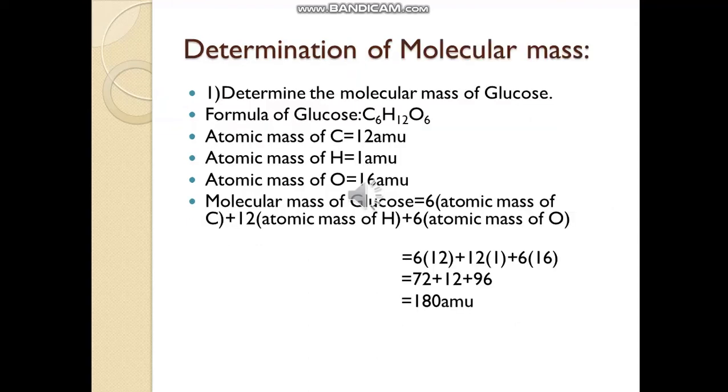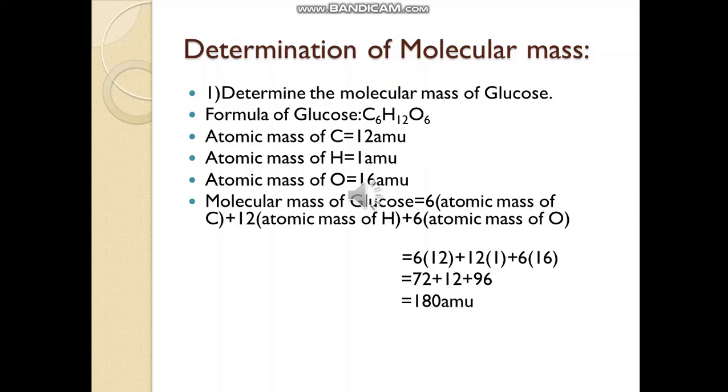We are going to determine the molecular masses of different compounds. First of all, we are going to determine the molecular mass of glucose. The formula of glucose is C6H12O6. This is also a carbon, hydrogen, oxygen containing compound. First of all, I am going to write down the atomic masses of these elements. The atomic mass of carbon is equal to 12 AMU, atomic mass of hydrogen is equal to 1 AMU, and the atomic mass of oxygen is equal to 16 AMU.